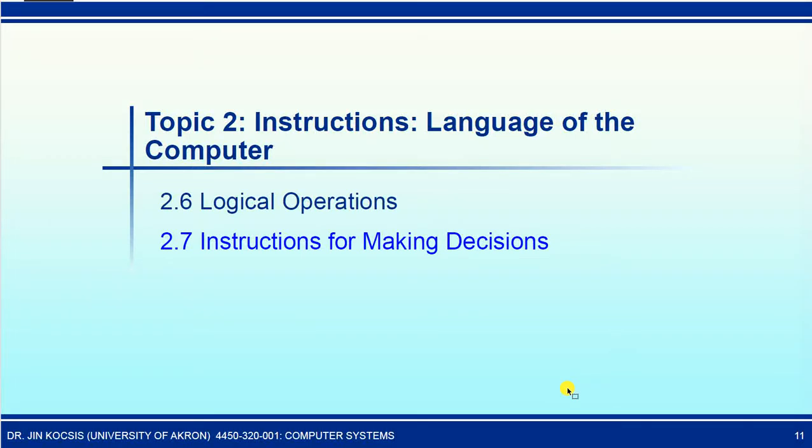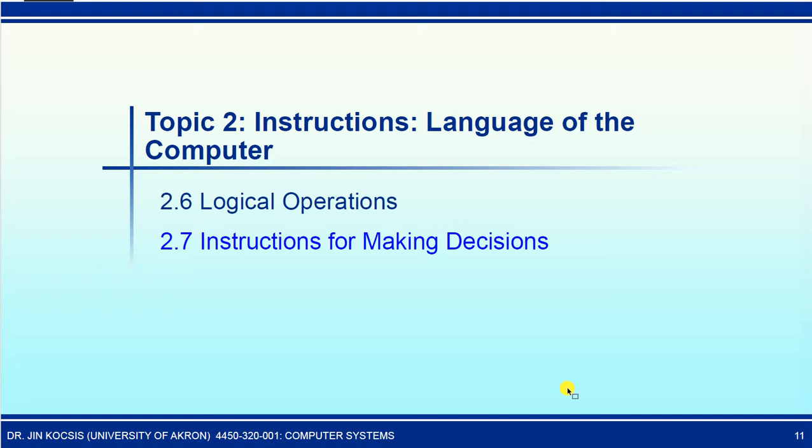Now let's go back to the original class. Today we will talk about section 2.7, instructions for making decisions. Beginning from here, the material is a little bit complex compared with the individual basic operations. So please pay attention to this part, and you're also required to read the corresponding material in your textbook in order to get a better understanding.